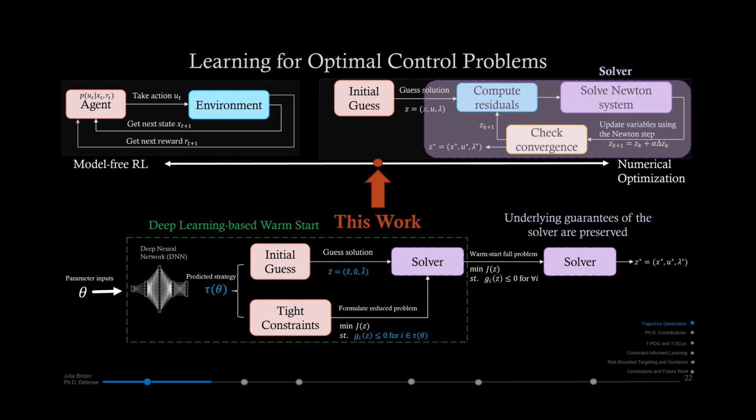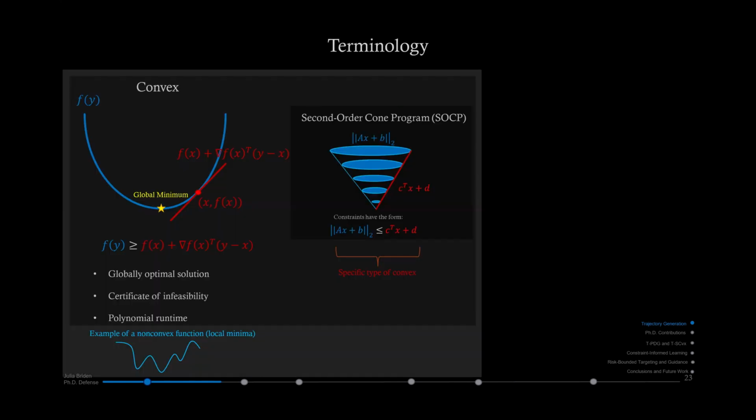And then specifically, we want to emphasize that we maintain the underlying guarantees of the solver through that last solve step. So some terminology that I will be talking about today and will come out throughout the presentation mostly leverages convex optimization, where convex really means the cost function or your constraints satisfies this inequality that's defined with respect to the gradient of that function.